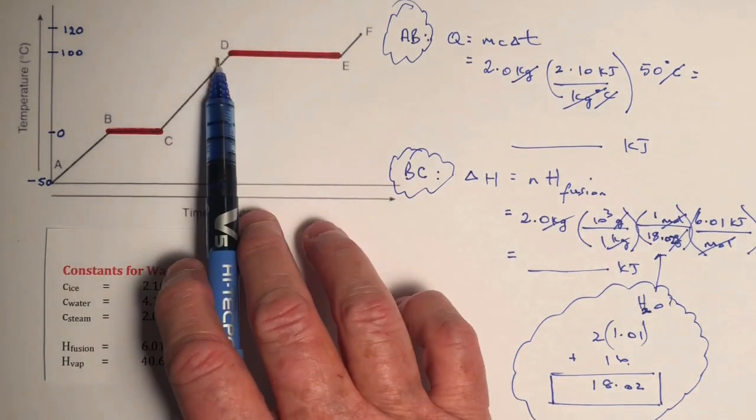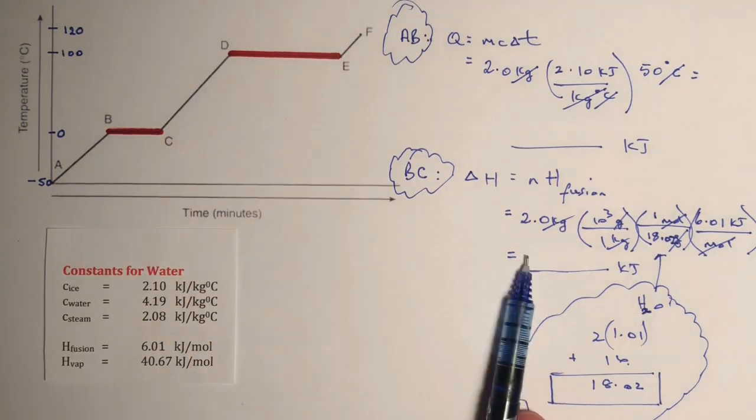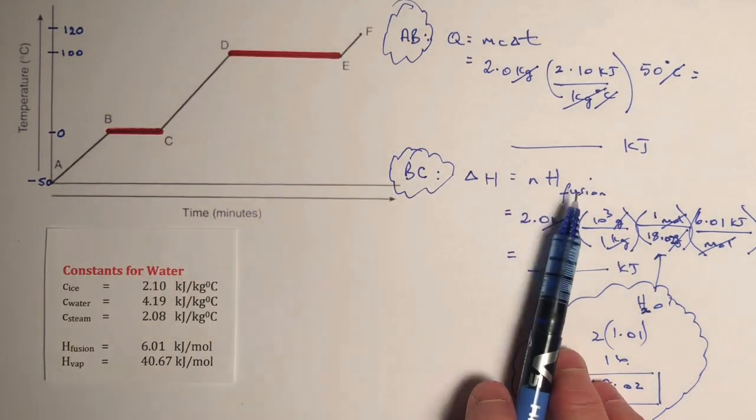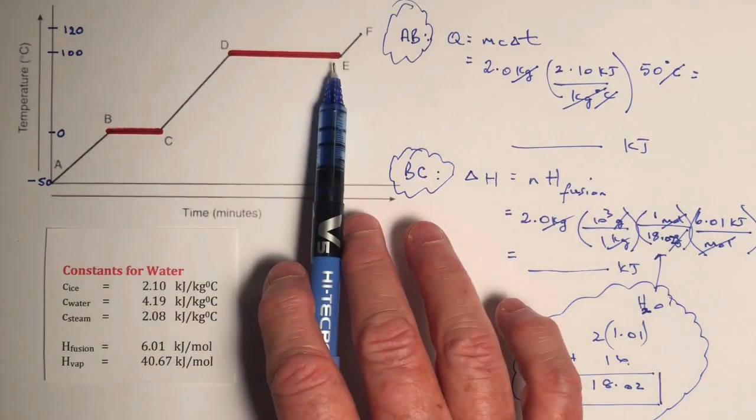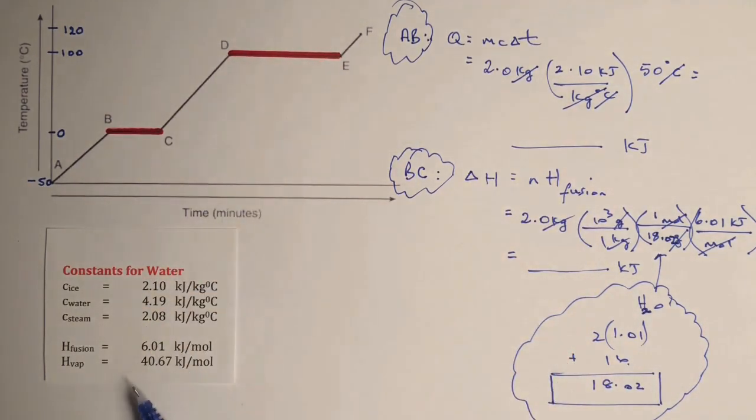This one, between D and E, will be exactly like this, except that instead of the heat of fusion, that's not melting. Fusion means melting, so that's not melting. It's called vaporization instead, so you'll be using this constant. That's the amount of energy required to actually vaporize 1 mole worth of water. These are all constants for water. They exist for virtually everything out there, but we're just focusing on water for us.